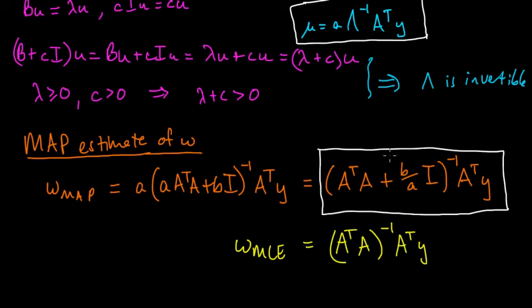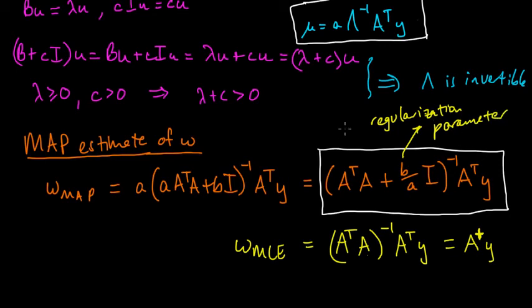In comparison with the MLE, remember this was also the pseudo inverse. The MLE is the pseudo inverse of A times Y. We talked about that when we talked about the MLE. And you can easily remember what the MAP is by remembering the MLE. Now this B over A here is sometimes called the regularization parameter or constant.